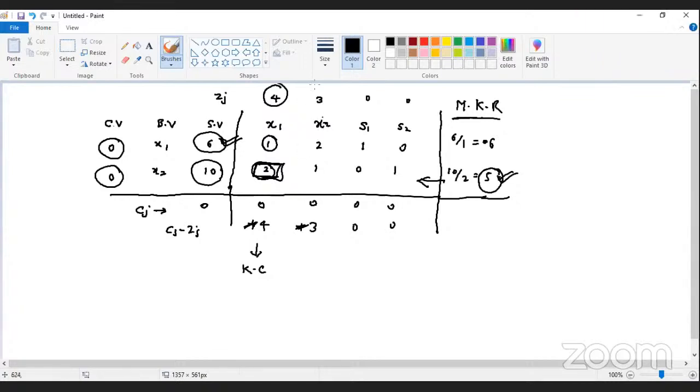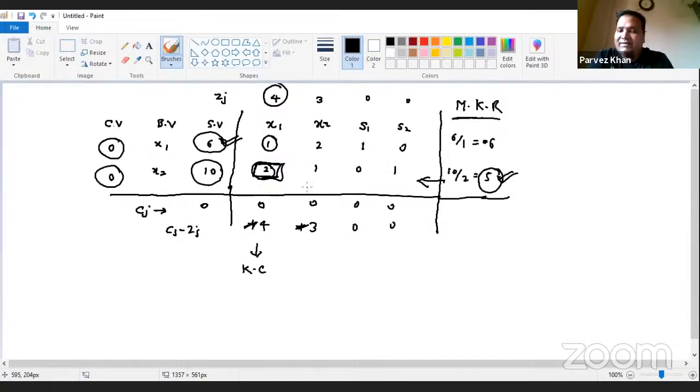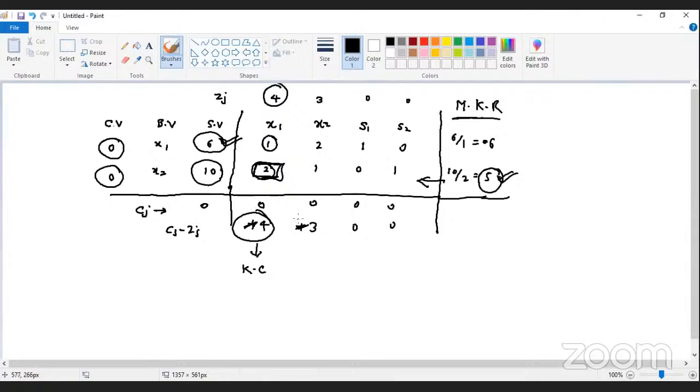Sir, that means for the column we have to take the lesser number only? For the key column, you have to take either the highest negativity or the highest value. As I told, it depends on the author. We solve in both ways. Few authors prefer CJ minus ZJ, few authors prefer ZJ minus CJ. If I do ZJ minus CJ, it will come plus 4. If I do CJ minus ZJ, it will come minus 4. I prefer the negative way, so I tell that, but in the exam, any table they can give you, keep in mind you are going to select either the highest negativity one or the highest value one. Clear now? Okay, next question.